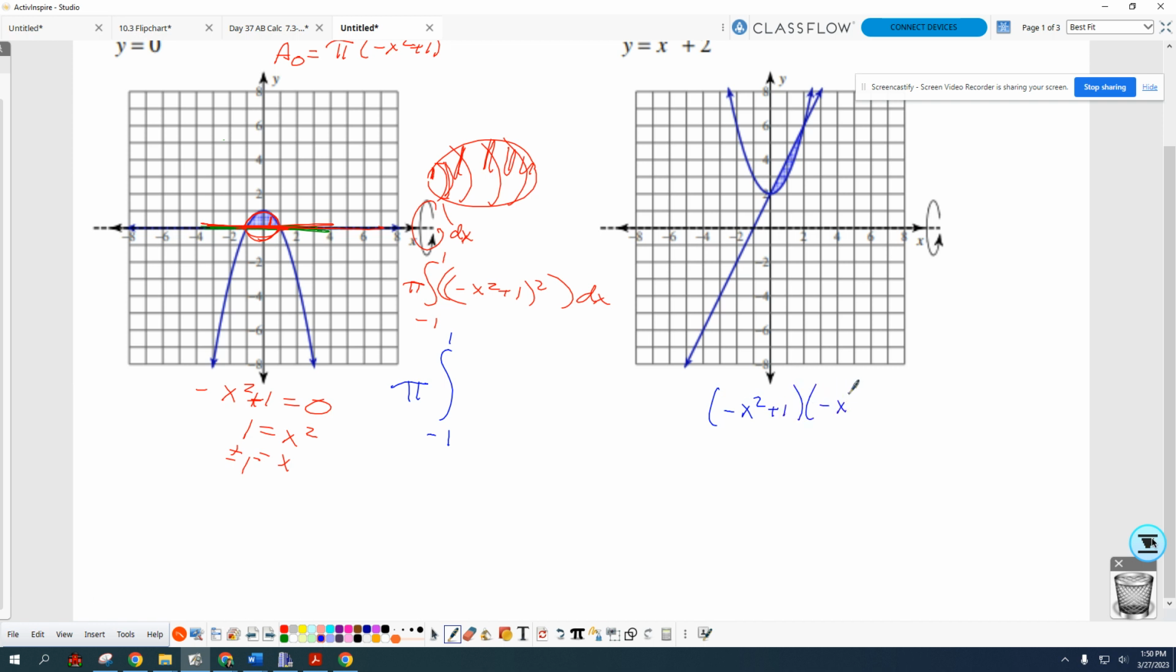Well, I'm going to do what Natalie said. I'm going to just multiply this stuff out. Negative x squared times negative x squared is positive x to the 4th, minus x squared plus 1. So that stuff becomes.